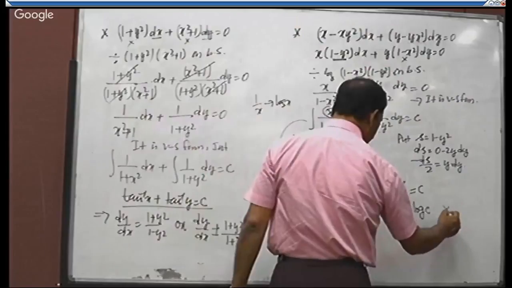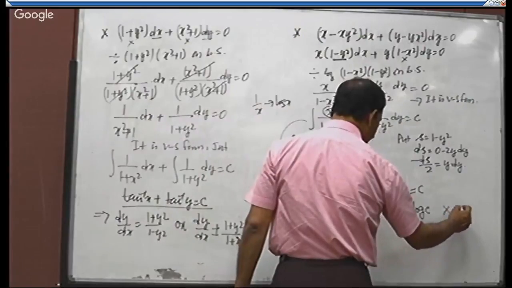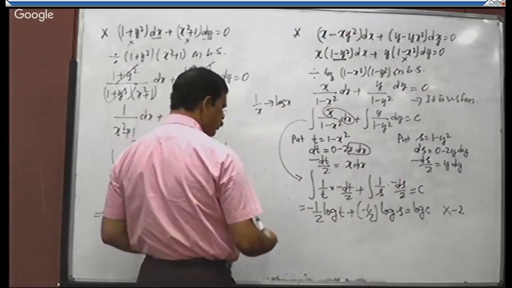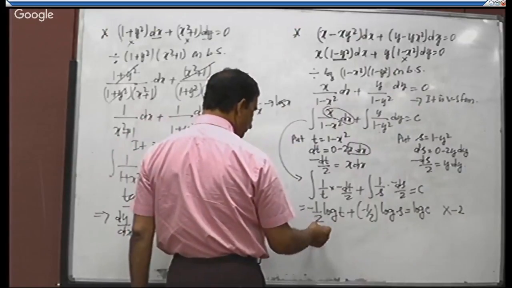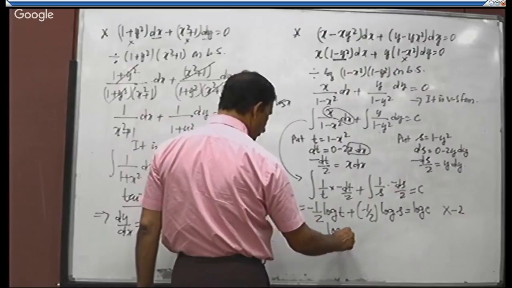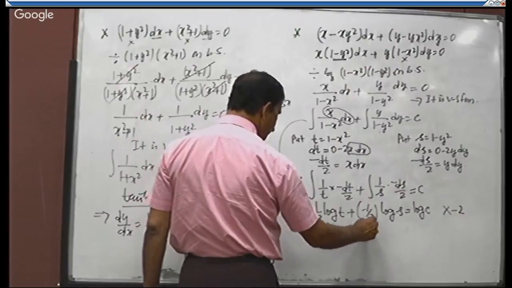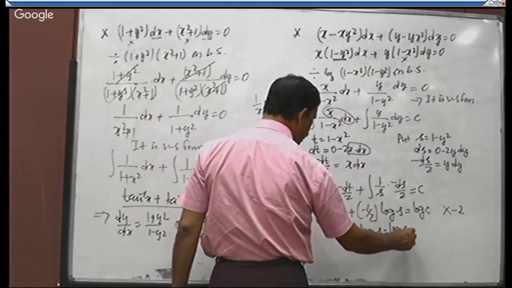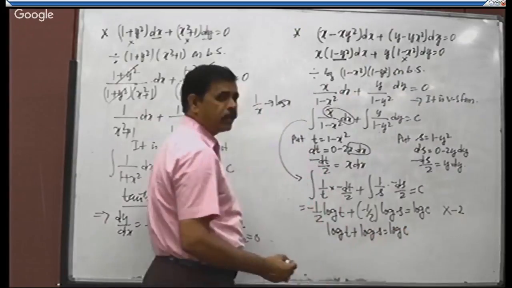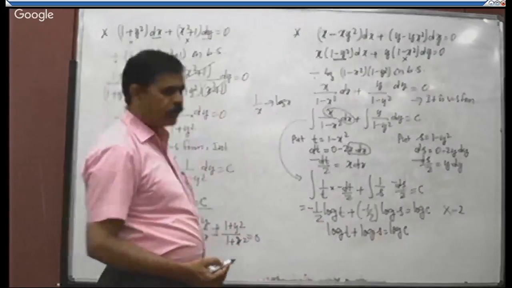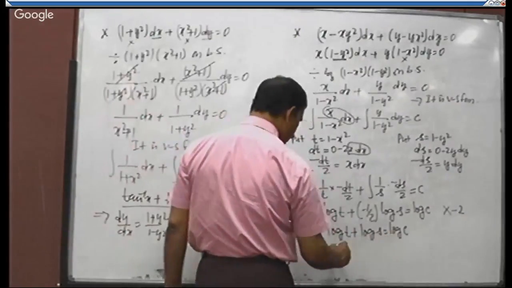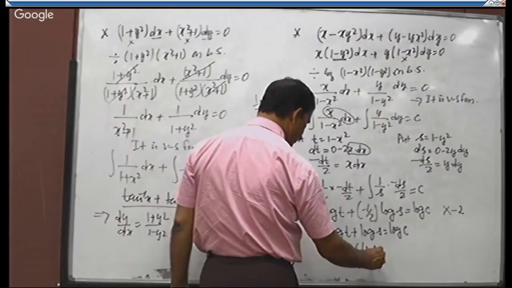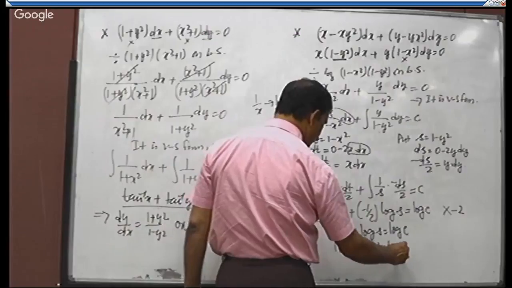Now, I am multiplying with minus 2. All the terms are multiplied with minus 2. Then minus 2 gets cancelled. It will be log t plus log s is equal to log of c. Minus 2 will be minus 2 into log c, so I am taking only log c. Log of t into s is equal to log c.